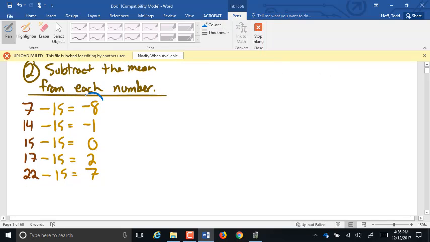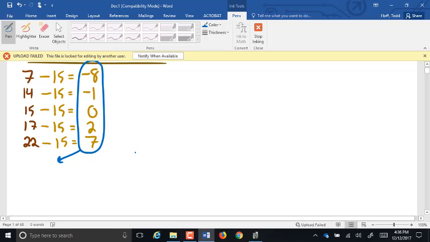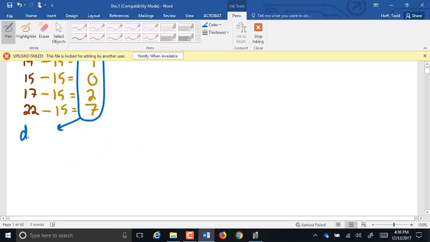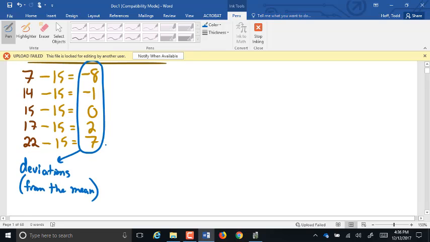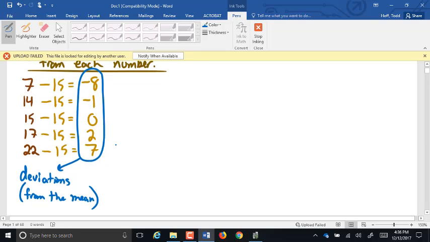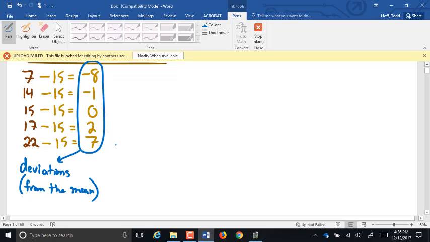What we just found there, that set of numbers is referred to as the deviations, or often the deviations from the mean. If you wanted to double check your calculation at this point, by the way, those should always add up to 0.